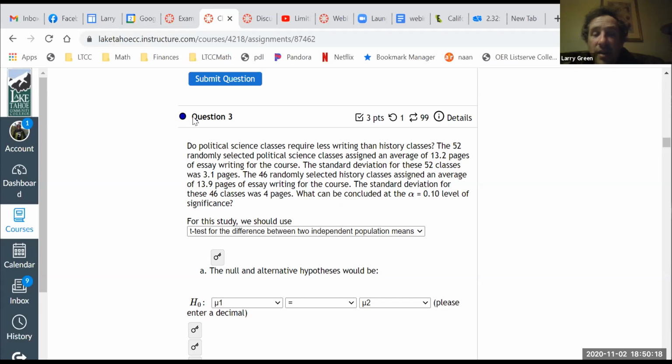Okay, so anyway, that's what these look like. Any questions about a hypothesis test for the difference between independent means? All right, I think I want to do a hypothesis test for dependent means.